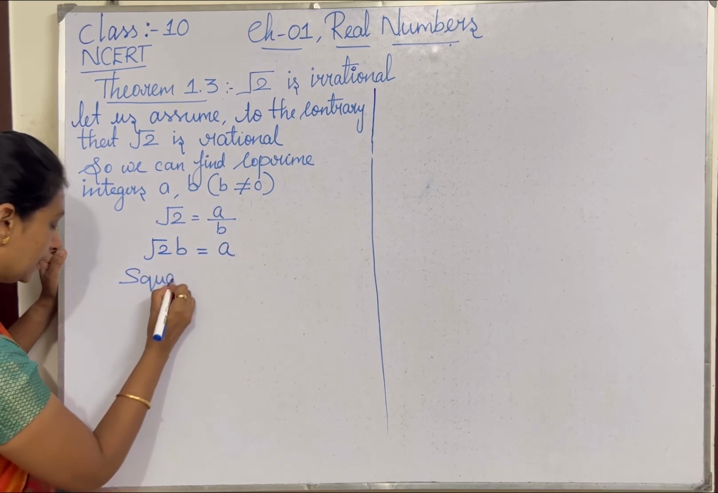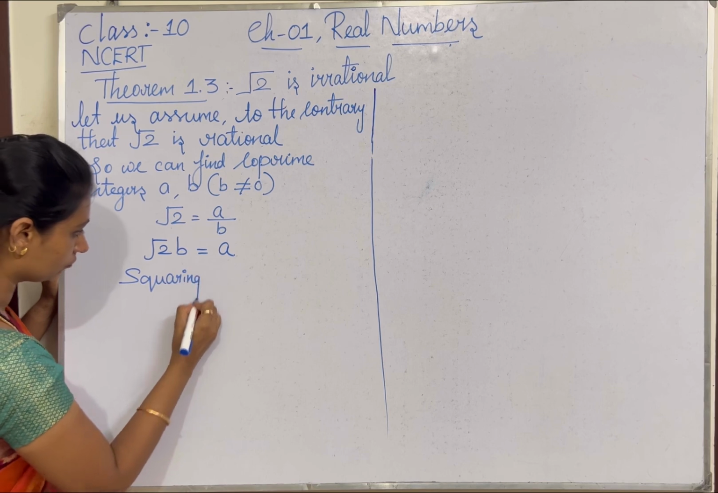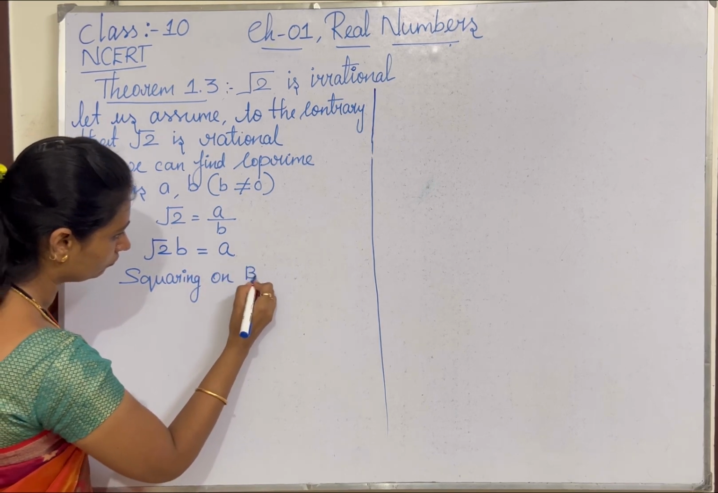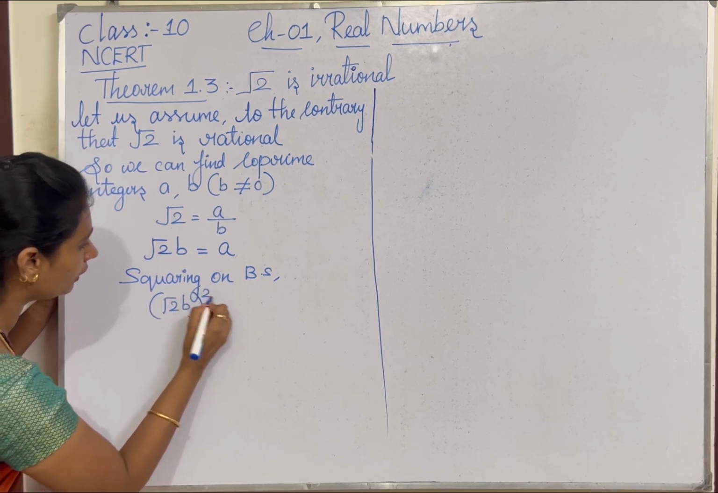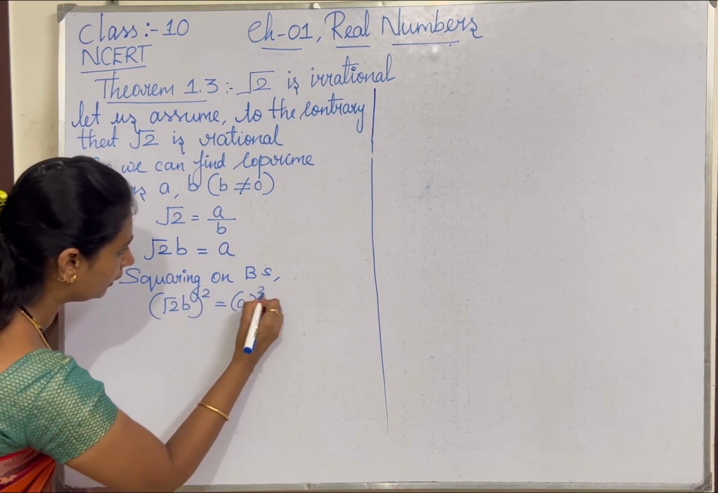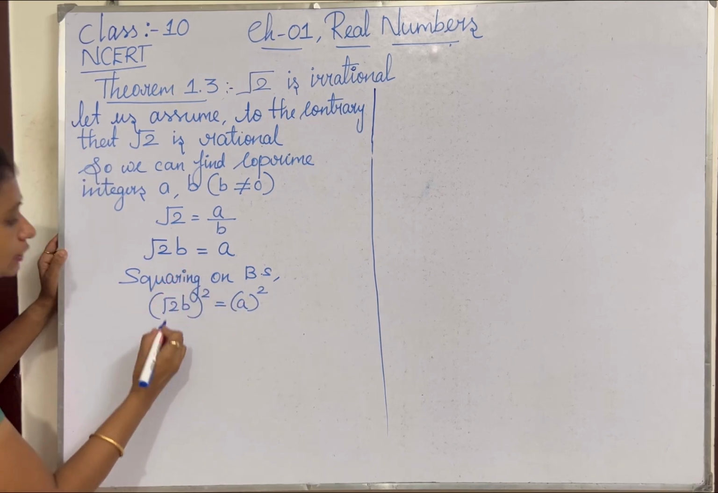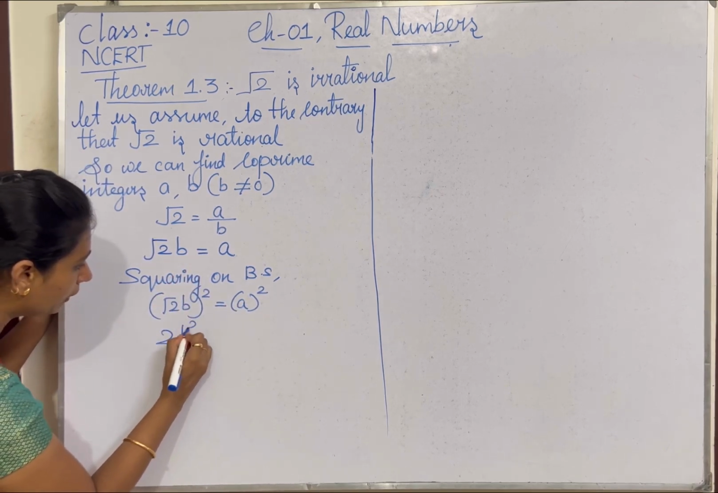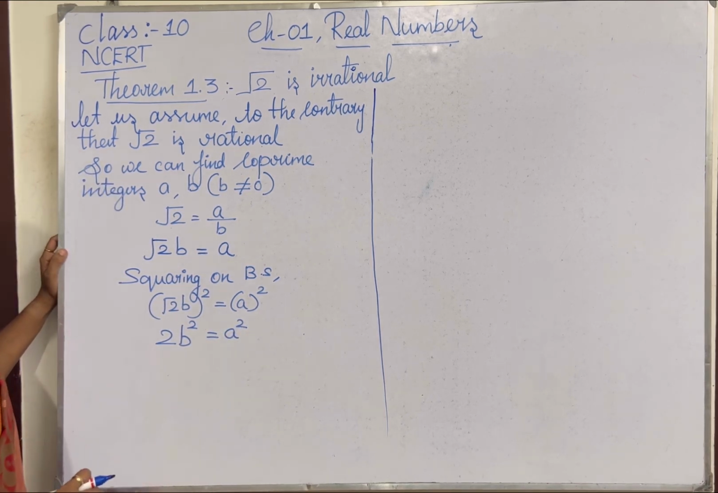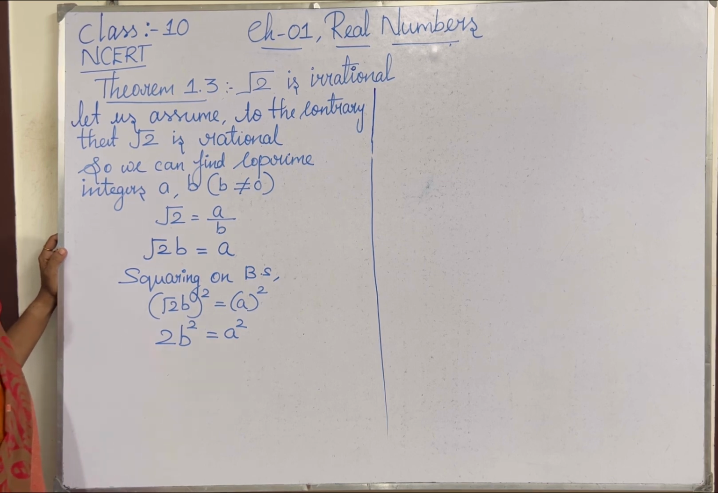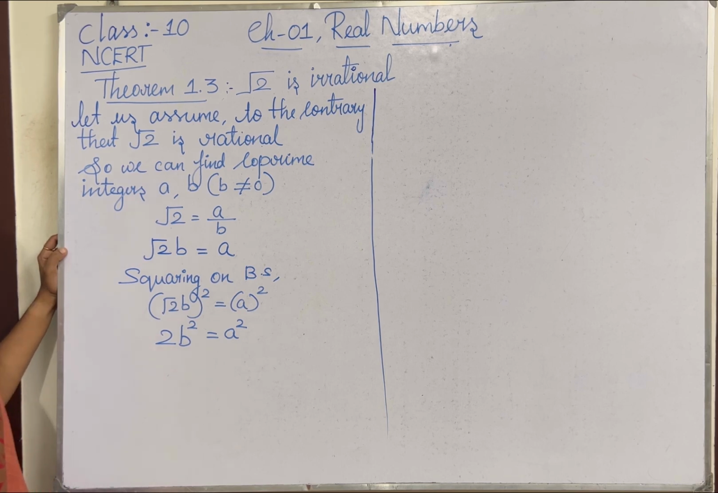Squaring on both sides, root 2 b the whole square is equal to a square. Root 2, when you take the square, the square and square root will get cancelled. So 2b square is equal to a square. Now we are going to apply the previous theorem, that is 1.2. The 1.2 theorem states that let P be a prime number. If P divides a square, then P also divides a, where a is any positive integer.